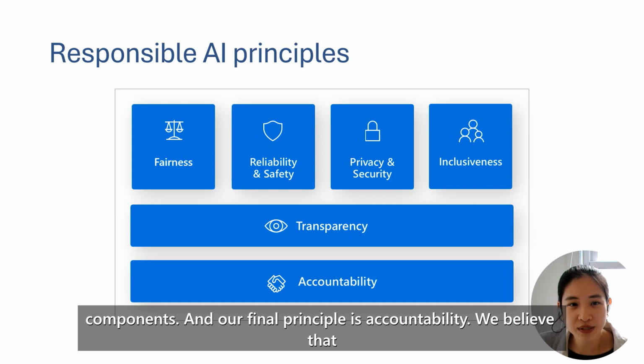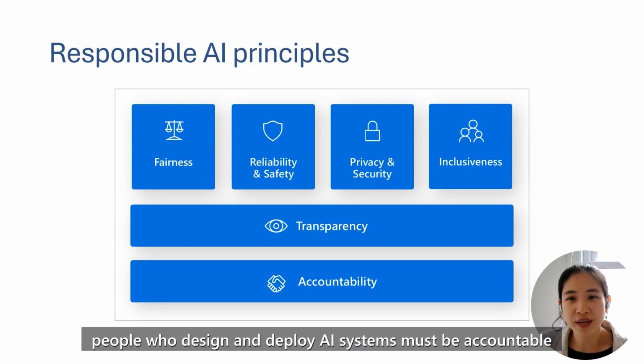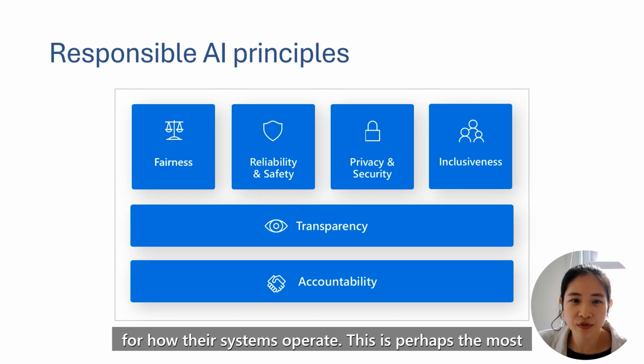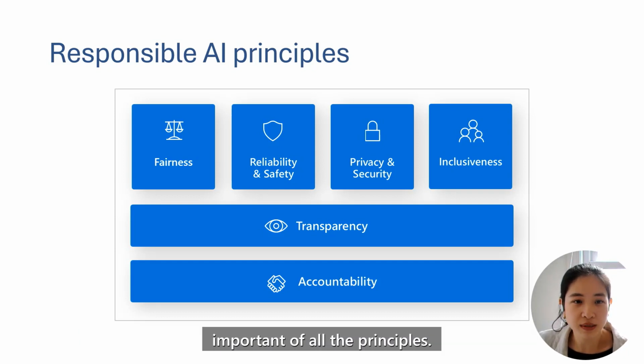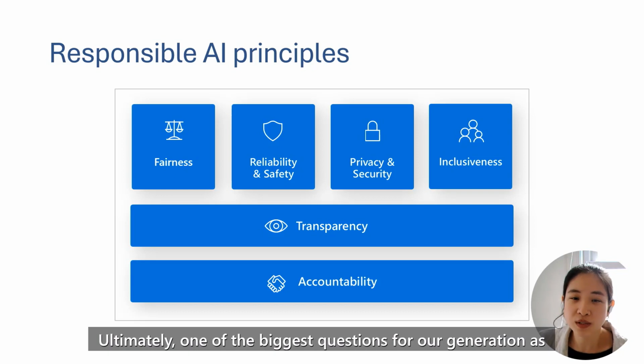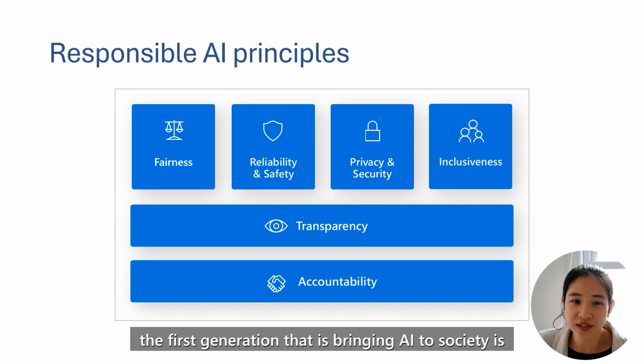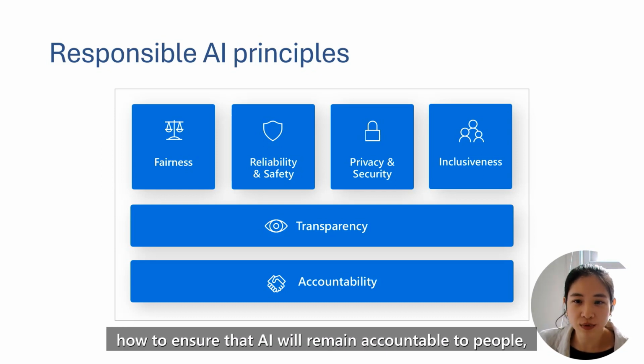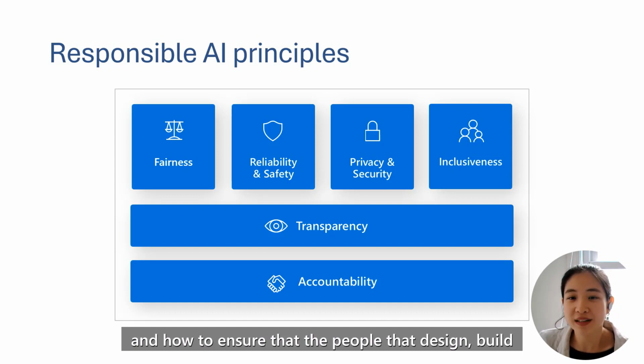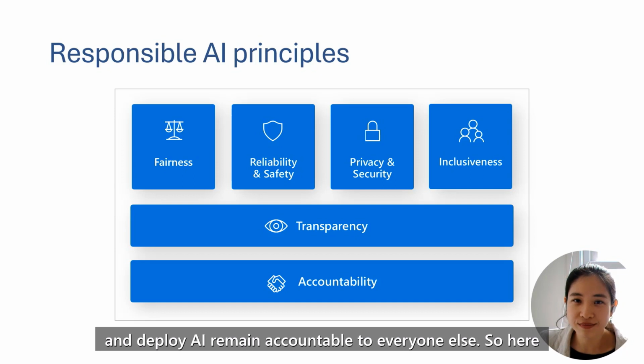And our final principle is accountability. We believe that people who design and deploy AI systems must be accountable for how their systems operate. This is perhaps the most important of all the principles. Ultimately, one of the biggest questions for our generation, as the first generation that is bringing AI to society, is how to ensure that AI will remain accountable to people, and how to ensure that the people that design, build, and deploy AI remain accountable to everyone else.